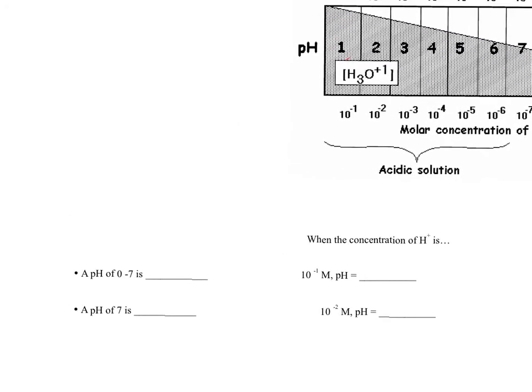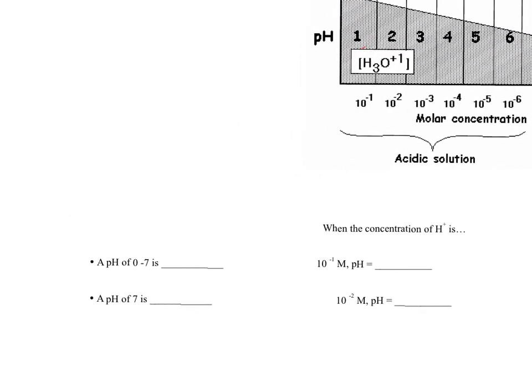Alright, so let's take a look at these, because you have these questions as well, and it's definitely worth knowing how to do. So let's start with this one. When a pH is 0 to 7, we should know that that's acidic. A pH of 7 on the dot means neutral.